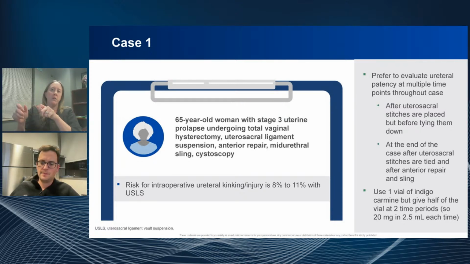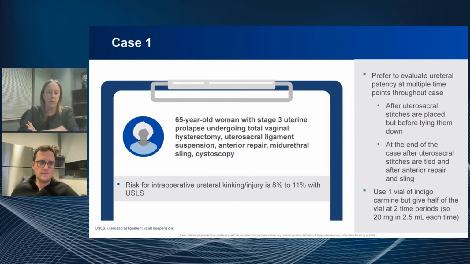I usually do an anterior repair. I tie down my uterosacral stitches. I usually throw the sling in at that point. And then at the end of the case, I repeat my cysto, because it's also possible that I missed the kinking because I wasn't pulling my sutures exactly the same way they tied up.